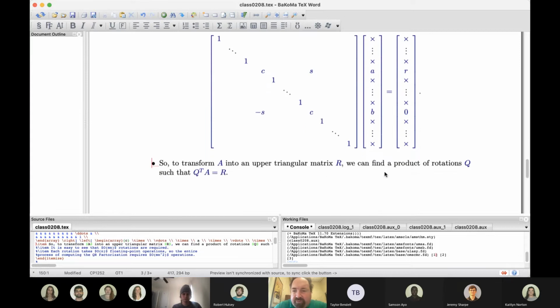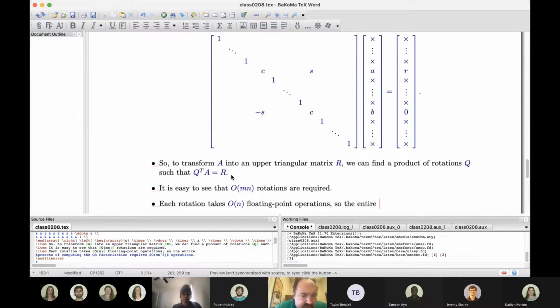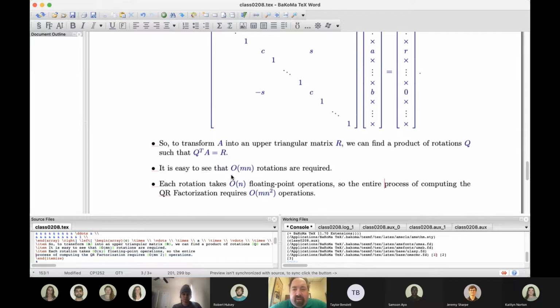So now I'm going to use a bunch of rotations of this form to reduce A to upper triangular form. Now, if A is m by n, then I have to work on n columns. And within each column, I have to zero out first m minus 1 entries, then m minus 2, like all the entries below the diagonal. So that's on the order of m times n entries.